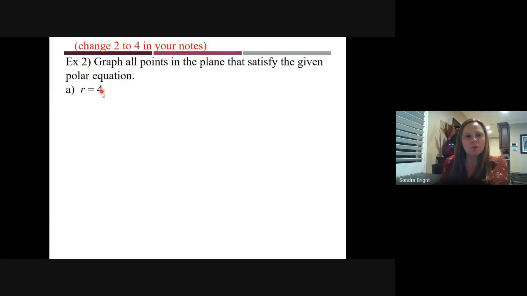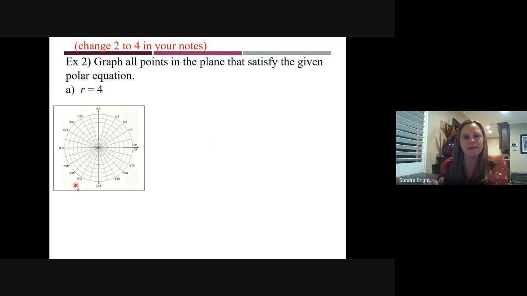All right, if r equals 4, that means your radius is 4. Your angle can be anything. So when your theta is 0, you would go out 4 units and put a dot. And when your theta is pi over 6 and all the way around, your r is 4, boop, boop, boop, it's a circle. Radius 4, centered at the origin.